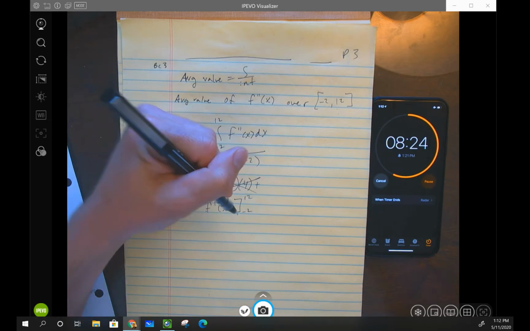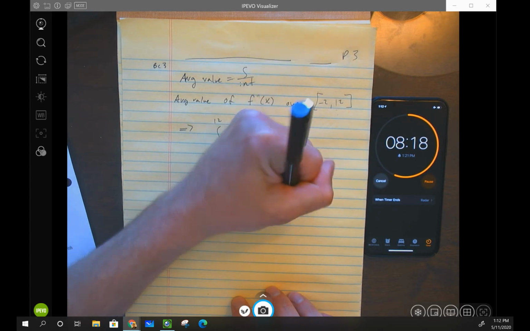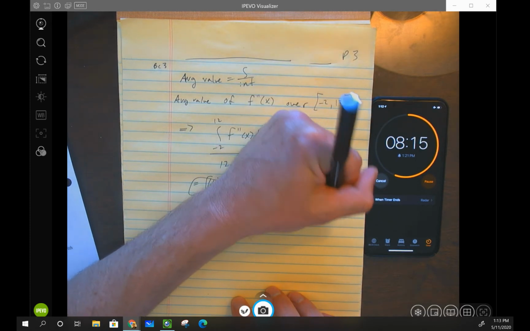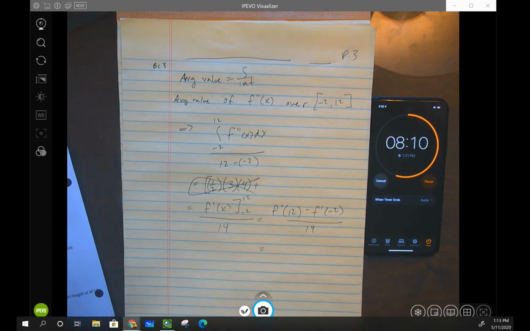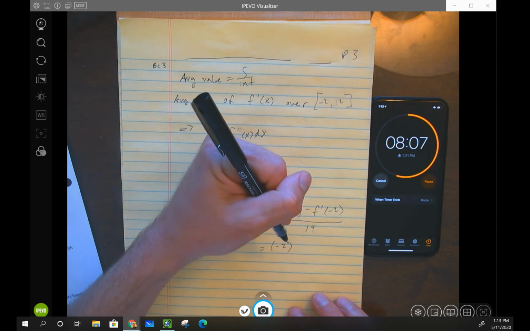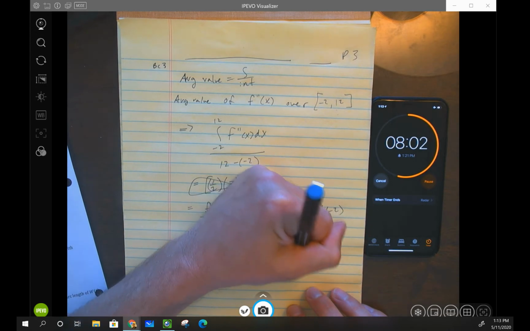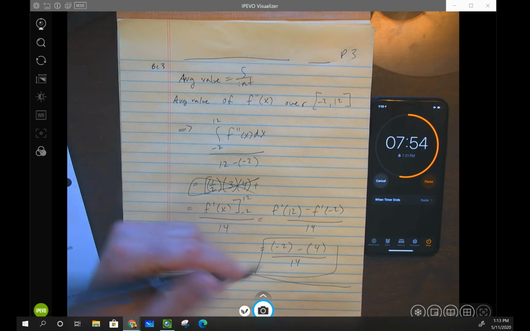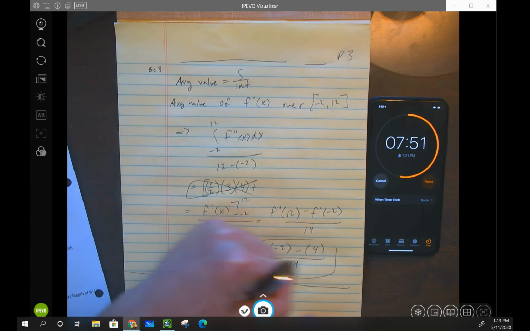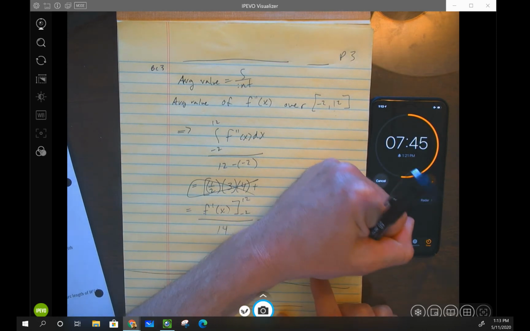12 to negative 2 over 14. So now that's going to be f prime of 12 minus f prime of negative 2 over 14. f prime of 12 is negative 2 minus f prime of negative 2, which is 4, over 14. I have another idea of how to do this, because since I know the f prime graph, I can actually probably graph the f double prime graph and see if that gives me the same answer. This ends up being negative 6 over 14. Do I get the same answer?